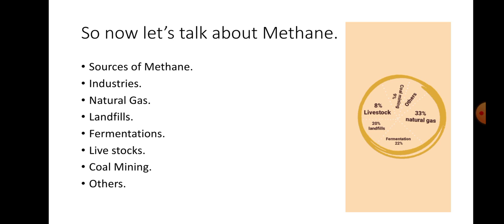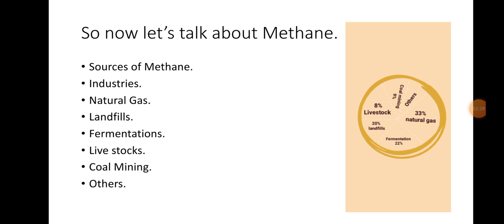The second one is the landfills, but before that we actually have fermentation. Let's talk about fermentation first. Fermentation is basically around 22% of the contributors of methane. And we have the landfills, which are also one of the major ones. Landfills are all the garbage we dump, which starts decomposing and produces a lot of methane gas, and that's about 20%.